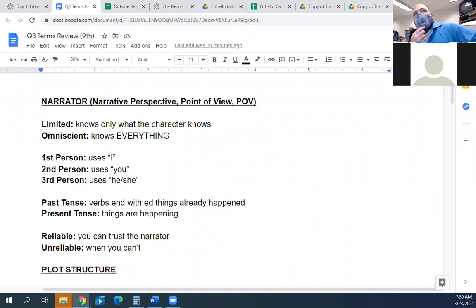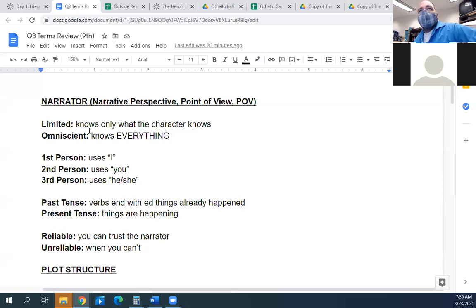All right, so we start out with looking at the narrator. Remember that narrator has different names depending on who your teacher is. I like to call them just the narrator, but some teachers call it narrative perspective or point of view, or they take point of view and call it POV. All of those things mean the same thing, essentially. There's a set of binaries, limited versus omniscient, past versus present, reliable versus unreliable, and then there's the various persons.